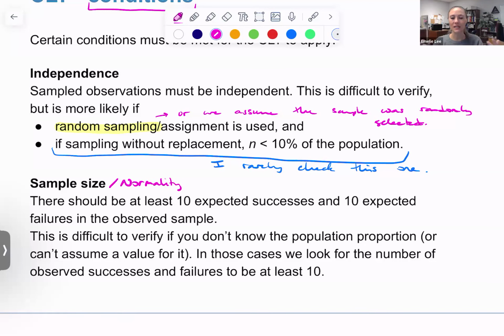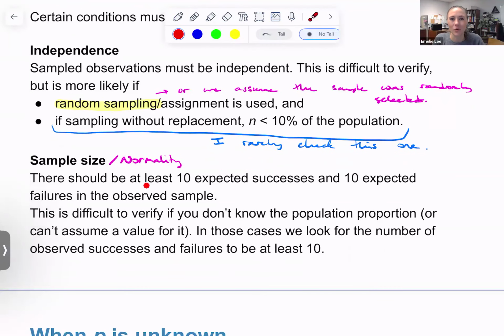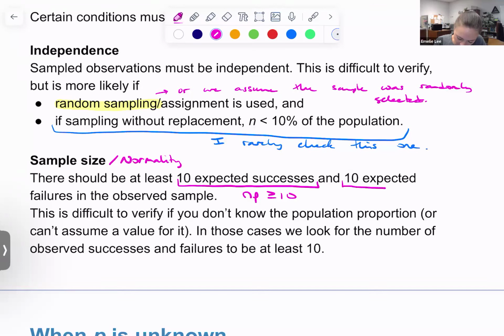The reason that we can assume that it follows a normal distribution is because of the sample size. And we've seen this condition before in the binomial, right? So there should be at least 10 expected successes. How do you find the expected successes? This is the same as n times p has to be greater than or equal to 10. What about the failures? 10 expected failures. Well, that's n times q. It has to be greater than or equal to 10.